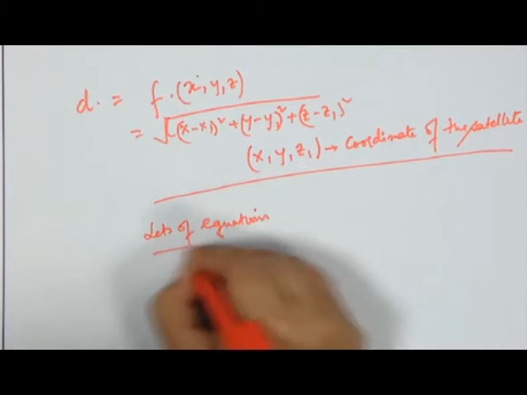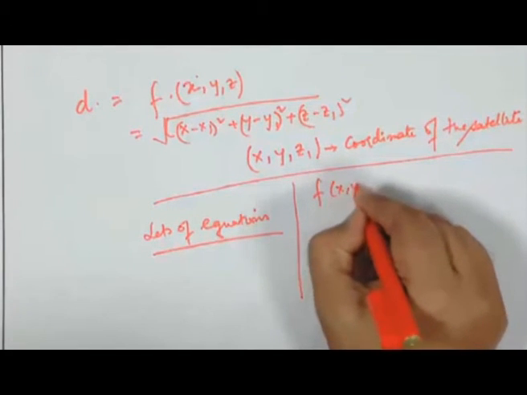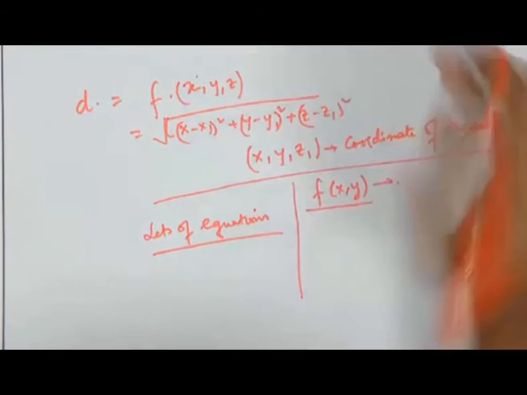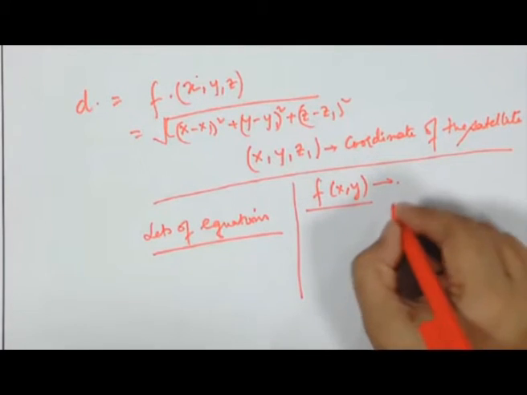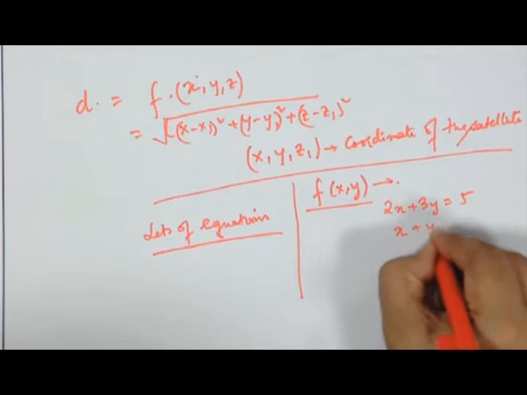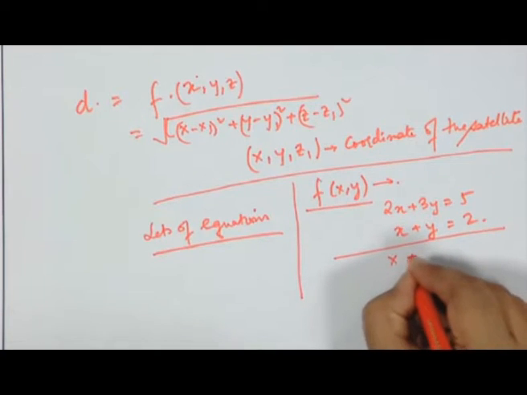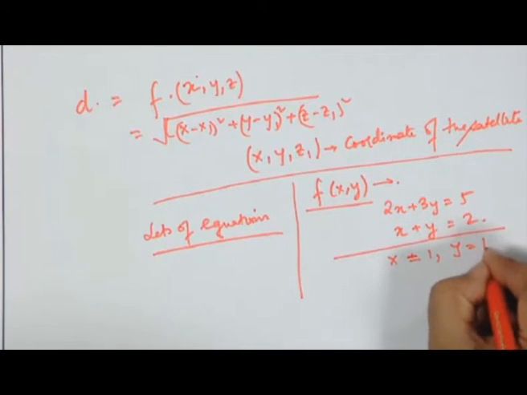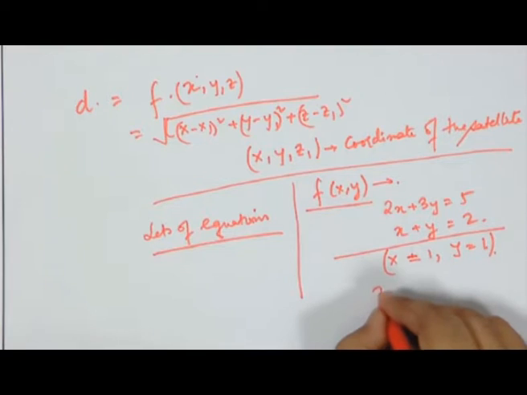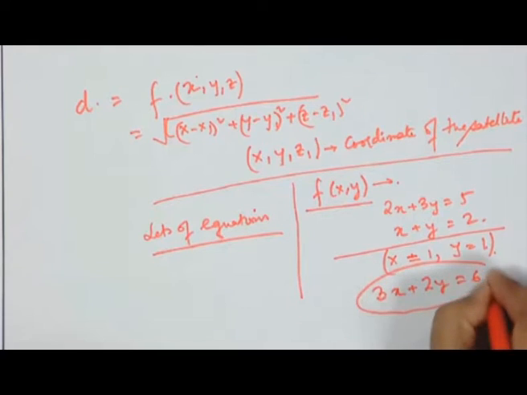So now think carefully. I am making life easier. I have f of x, y and I am trying to find the equation where there is just x and y. Forget about this problem. I have 2x plus 3y is equal to 5 and x plus y is equal to 2. So what would be the solution? x is equal to 1 and y is equal to 1. Now I have a third equation, say 3x plus 2y is equal to 6. Is it possible?